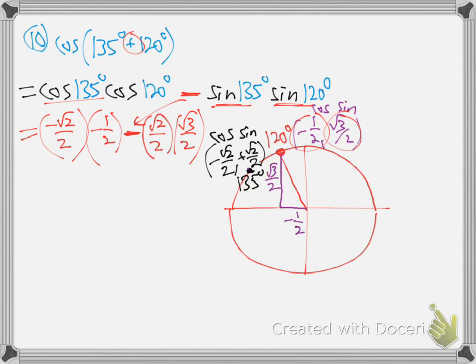Okay, so let's multiply that together. So this is 2 times 2 is 4. So I'm going top times top, bottom times bottom. So that's going to be 2 negatives, positive root 2 over 4 minus root 6 over 4. Looks like the other answer, doesn't it?